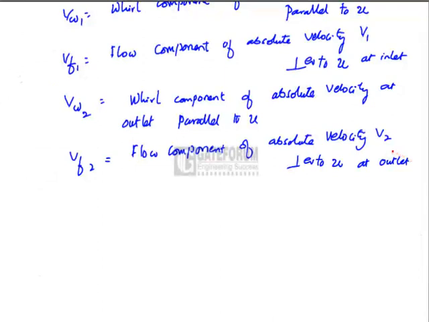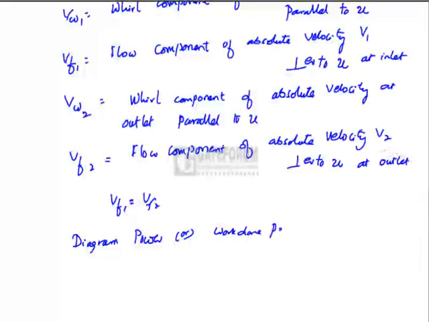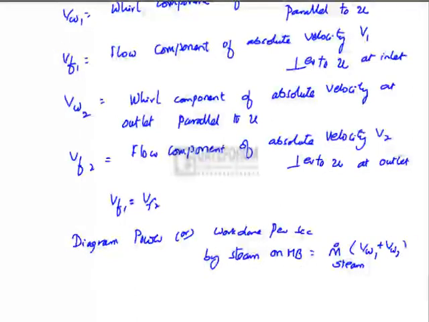Now as we have seen from the figure, the entire velocity diagrams are symmetrical about the vertical axis bisecting U. Therefore VF1 is VF2, and looking at the diagram, power or work done per second by steam on moving blades, we use the Euler's turbine equation, that is mass flow rate of the steam into VW1 plus VW2 into U, so many Newton meter per second.